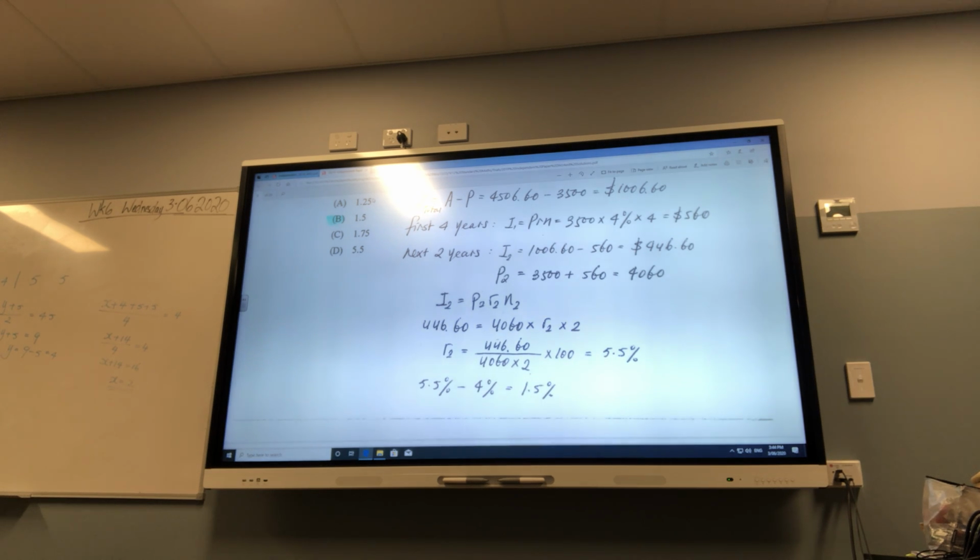Yeah, but that's two parts. First part is 560. Second part should be here. So whatever the interest is, minus 560 from it. It's a minus from each other. So you have 4506.6 minus. This is how much interest there was in total. First 4 years, it was 560. So you minus 560 from it.